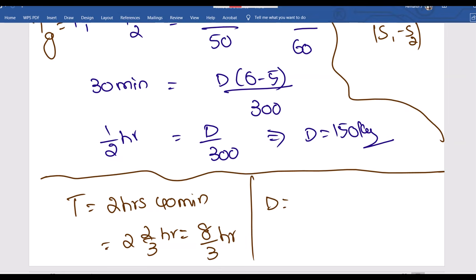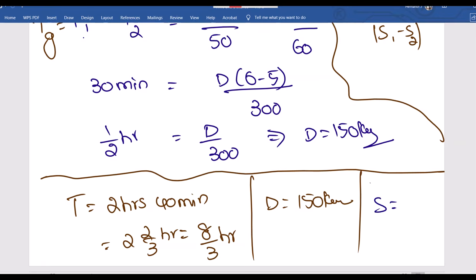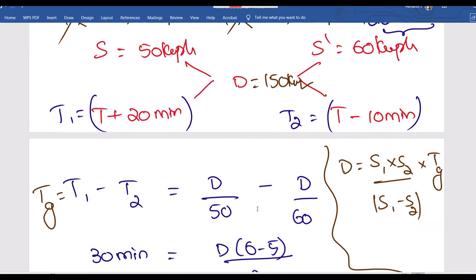Distance is 150 kilometers. So the correct speed you need to maintain to reach the office exactly on time is 150 divided by 8 by 3. That 3 will go to the numerator, so 450 divided by 8, which is 225 divided by 4, which is 56 1 by 4. Option A. 56 1 by 4 kilometers per hour.